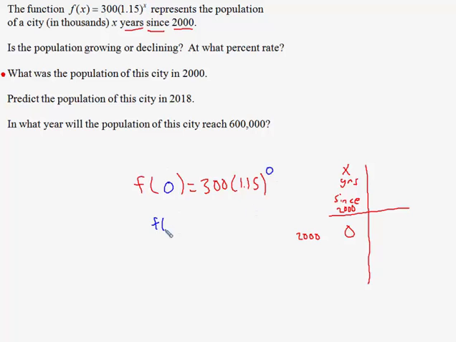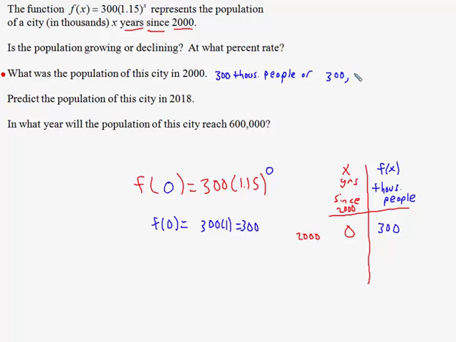So what you would get out of that is that numbers to the 0 power, with only one exception, is 1. And then you'd have 300 times 1, or 300. And remember, my output variable, f of x, is the population, but it's in thousands of people. So you have a choice. You could answer the question, what is the population, either as 300 and write 1,000 people, or if you don't like writing it that way, you could write it as the number 300,000 and then say people.